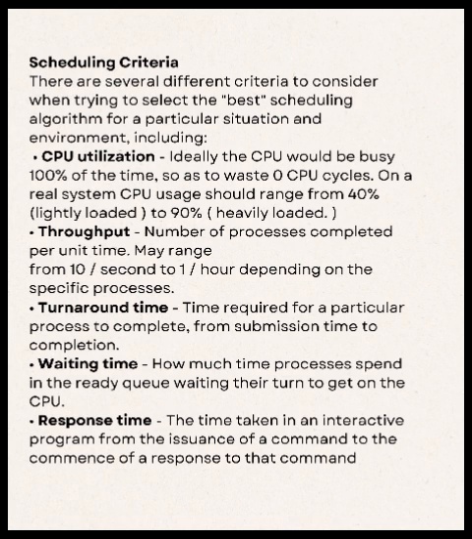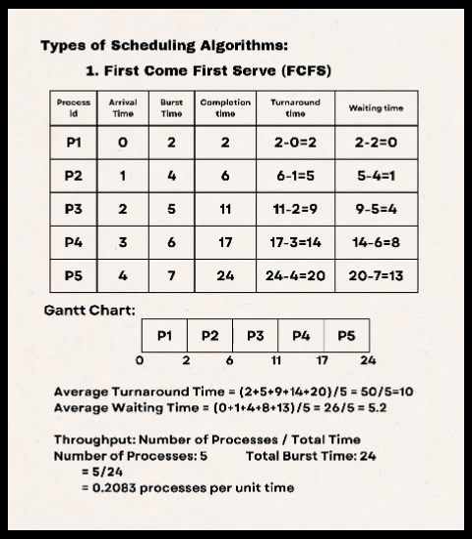We will solve the types of CPU scheduling algorithm, starting with first come first serve, or FCFS. Given are 5 processes, P1 to P5, with arrival times 0, 1, 2, 3, 4, and burst times of 2, 4, 5, 6, 7. We will compute for the completion time. The first process is the default since the arrival time is 0. The completion time is 2. The formula is completion time plus the burst time.